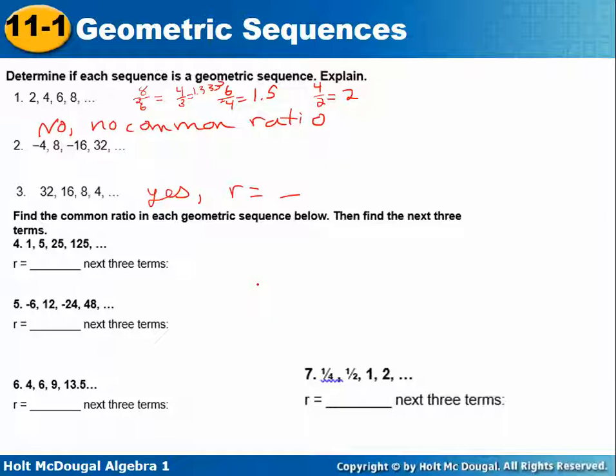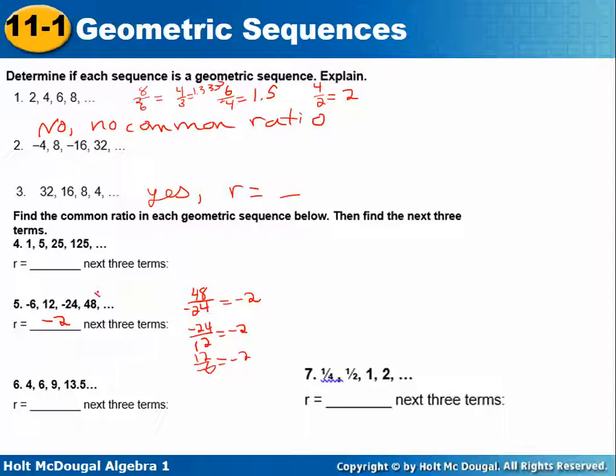Let's look at number 5. -6, 12, -24, 48. We need the common ratio and then the next 3 terms. So to find the common ratio, you take this last term and divide it by the one before it. 48 divided by -24 is a -2. And we need to get that every time we divide successive terms. -24 divided by 12 is also equal to -2. And is 12 divided by -6? Yep, that's also equal to -2. So that is my R value.